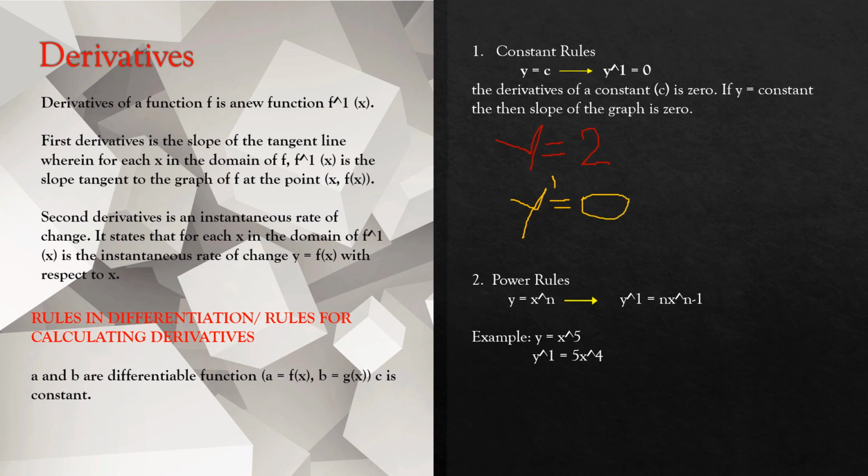Next is the power rule. In the power rule, y equals x raised to n, and then the derivative will be n times x raised to n minus 1. So the exponent will become the coefficient, and then the exponent will be subtracted by 1. Say for example, y equals x raised to 5. The derivative will be 5x raised to 4, since 5 minus 1 is 4.